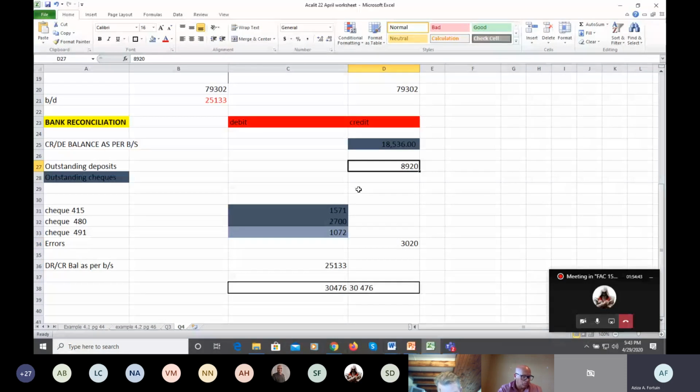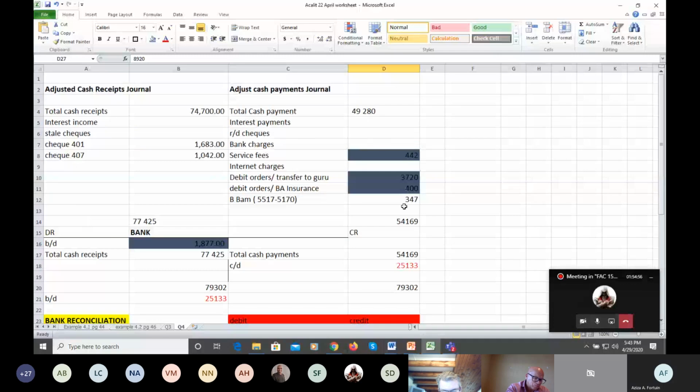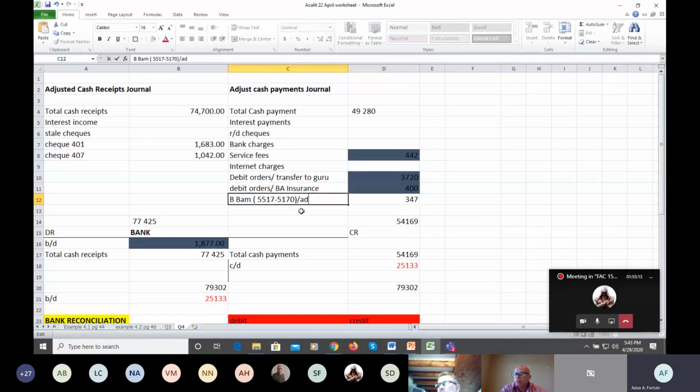Point number 7, BBAM, a client made an electronic transfer of 5170 as payment on his account. The bookkeeper incorrectly entered the amount as 5517 in the cash receipts. When the error is in your cash receipts, you normally rectify it in the opposite journal, which is my payments journal. So BBAM was 5517, but it had to be 5170. That is a 347 difference, more like an adjustment, so you can write error slash adjustment.